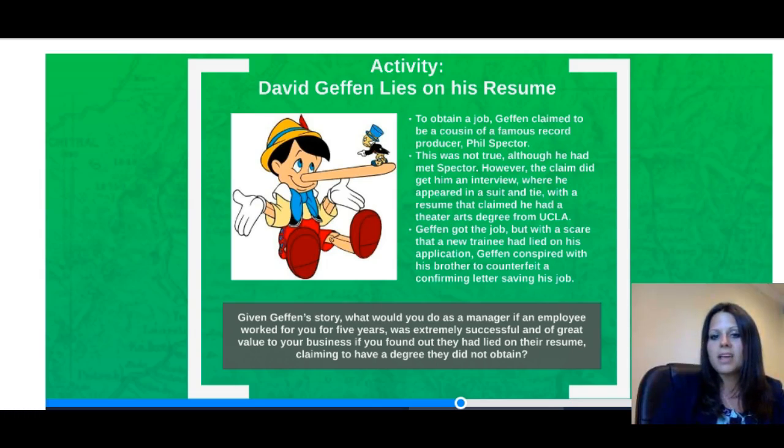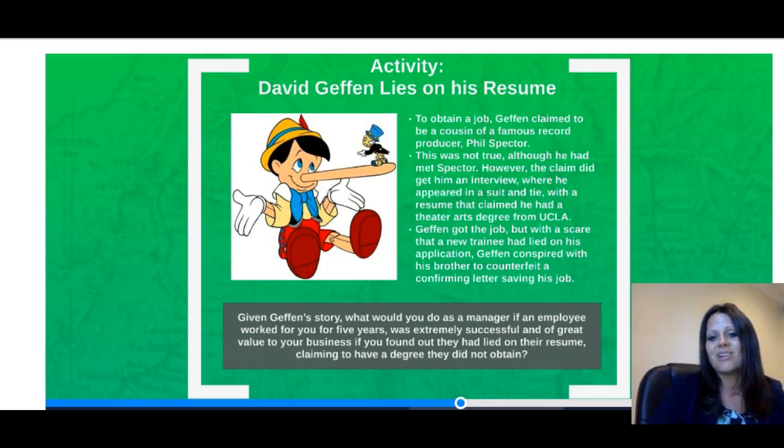His brother helps him, and they counterfeit a letter that confirms the fact that he has a degree to try to save his job. Now, if you think about his story, think about what you would do as a manager. You have an employee who lies on their resume. They say they have a degree, but they don't. However, they've been working with you for 5 years, and they've been successful.